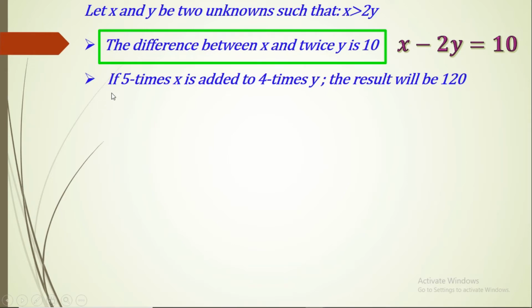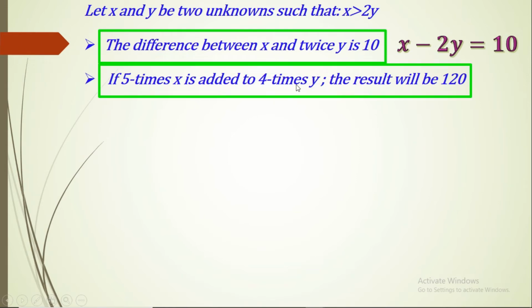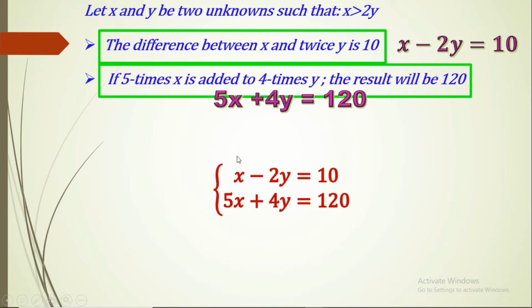Now let's see the other information. We have if 5 times x is added to 4 times y. What does it mean? 5 times x is 5x. Is added means a plus. To 4 times y means 4y. So 5x plus 4y, the result will be 120, so it's equal 120. Now what should be the system? We use the two equations x minus 2y equal 10 and 5x plus 4y equals 120.